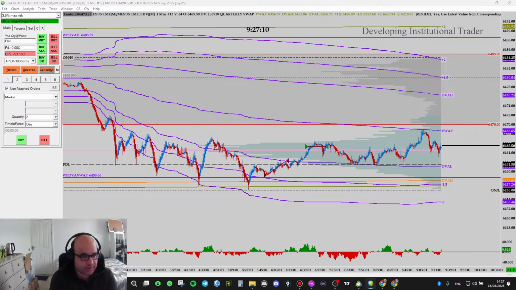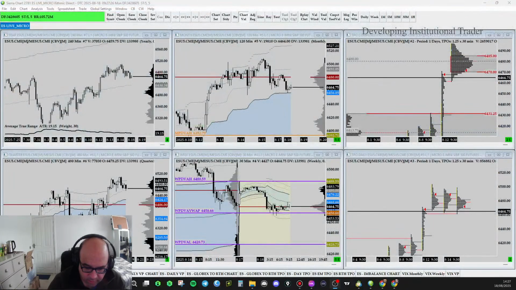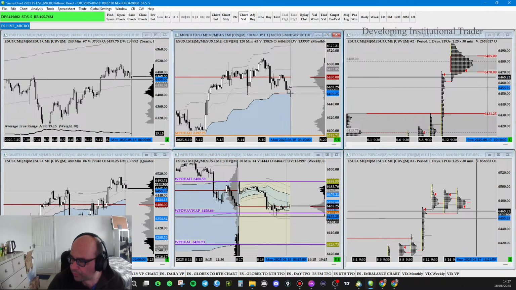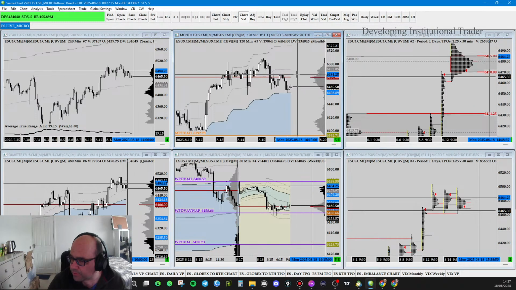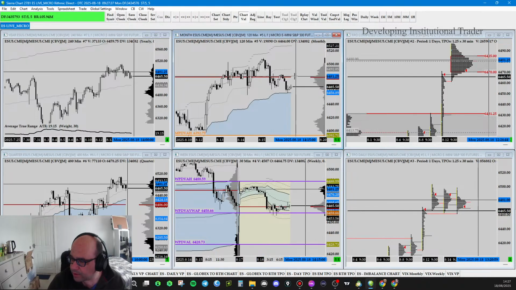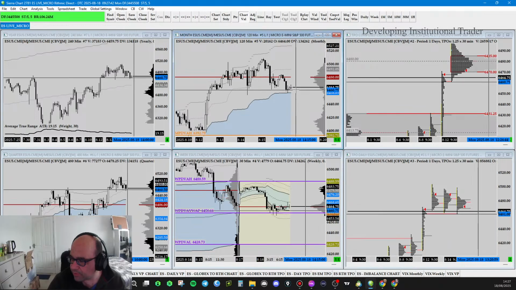There is a chance we may go to 64.80. That's the monthly VPOC. So there is a chance we might hit it again and then drop below the monthly VWAP.